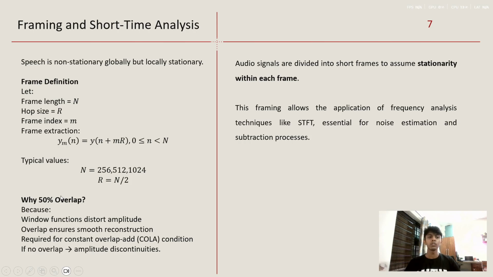Now, why do we choose 50%? If there is no overlapping, the amplitude might be discontinuous. So we overlap it to ensure a smooth curve. That's why we chose 50%, which is ideal.